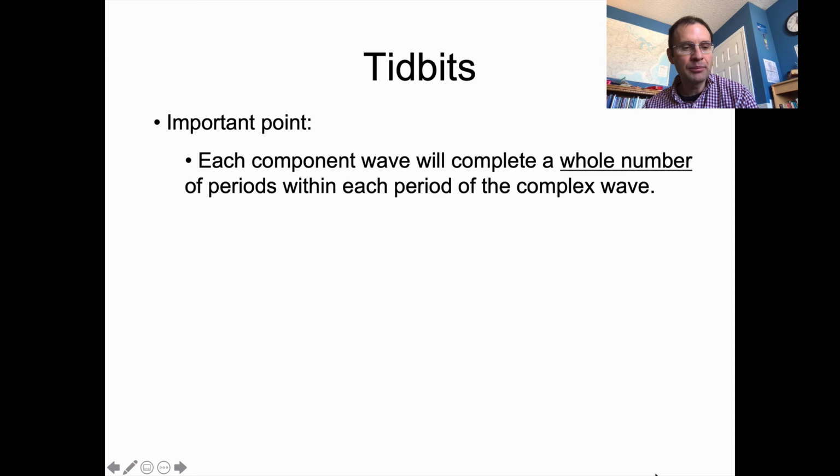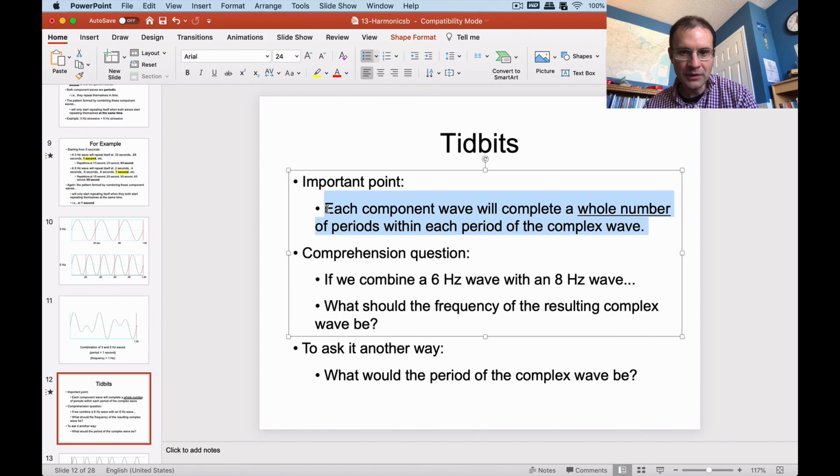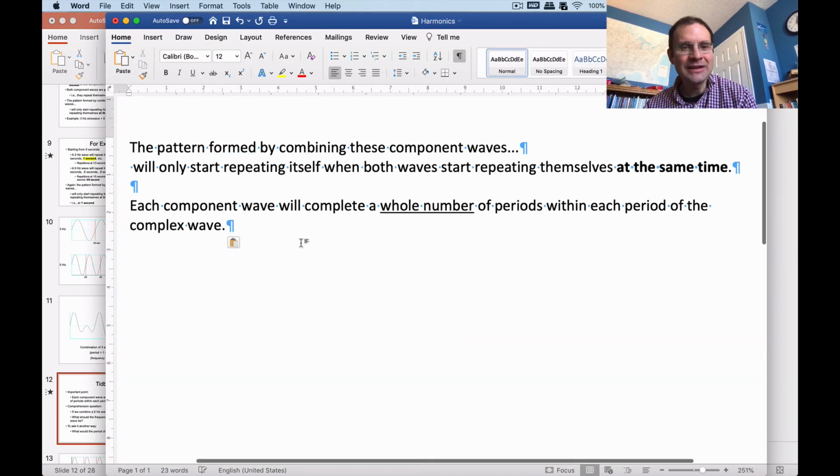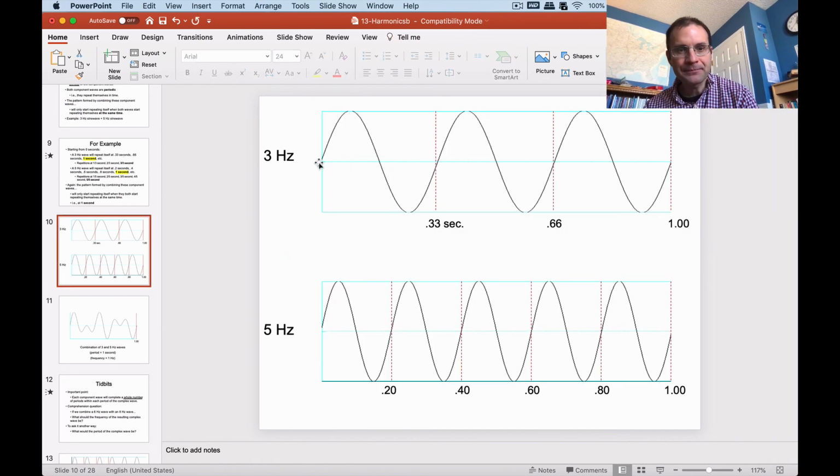Okay, so an important consequence of this, and I will also put this on my Microsoft Word chalkboard. Each component wave will complete a whole number of periods within each period of the complex wave, right? So we'll go back to this, but this is the main point I want to get across for now. The complex pattern is only going to start repeating when both of the individual sine waves start repeating at the same point in time.